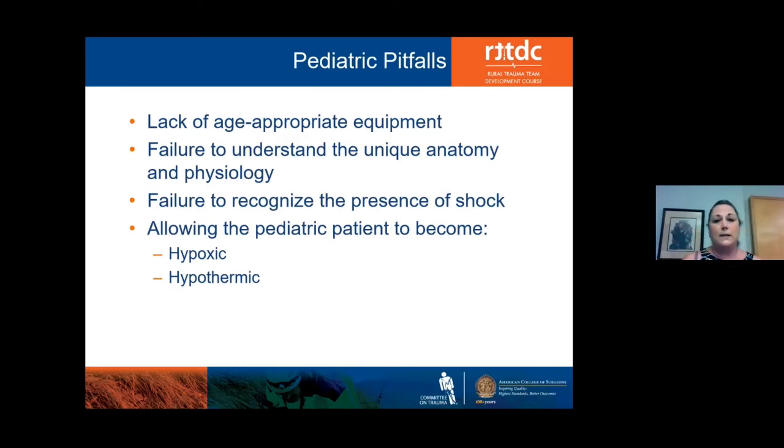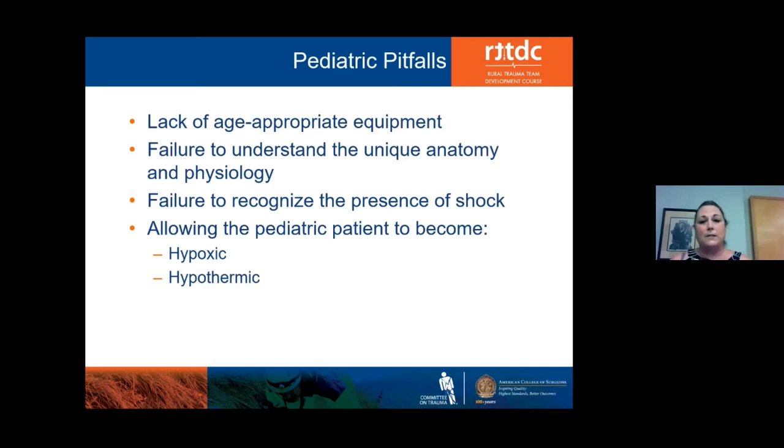Failure to understand the unique anatomy and physiology of the pediatric patient. They're not just a small adult. They do have a lot of the same physiology that we have, but sometimes they can go a little bit longer before they actually crash. And that's the thing that you have to recognize. Appropriate blood pressure on a patient that's 3 years old now may not be appropriate in 10 minutes because you didn't recognize that they had sepsis or shock going on.